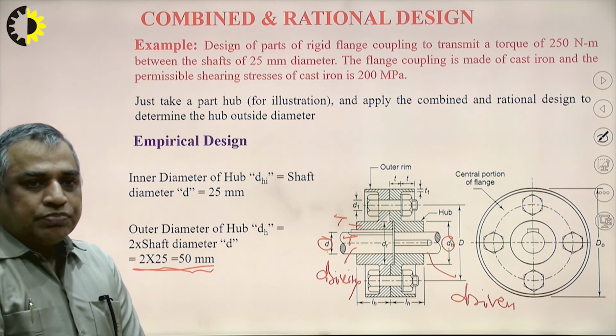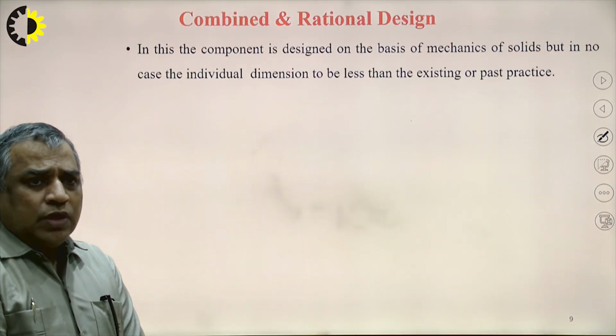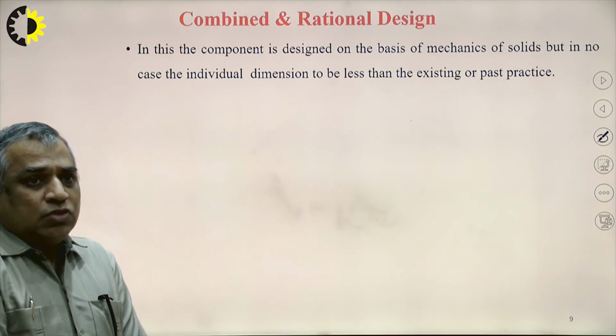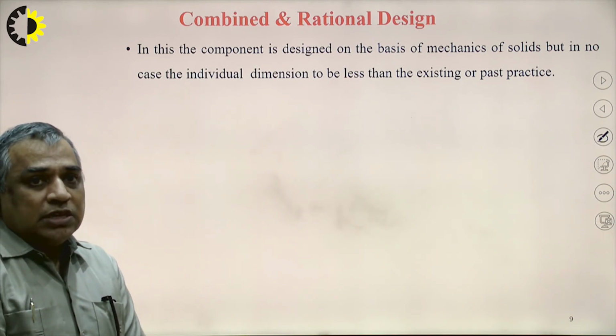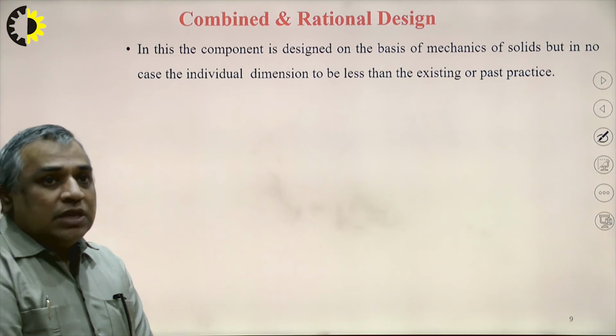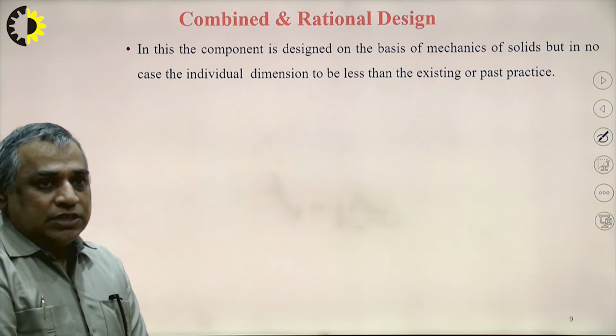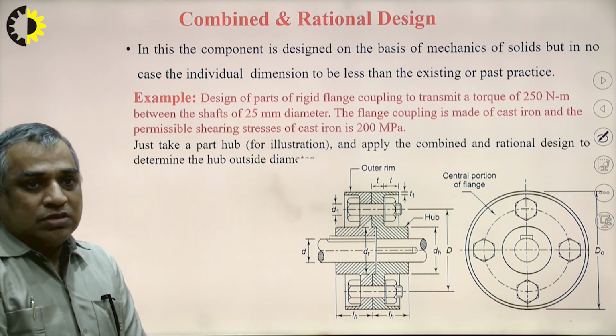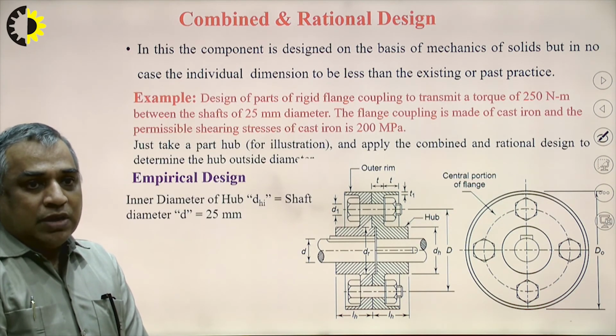And now based on rational design, this component is designed on the basis of mechanics of solids, but in no case should the individual dimension be less than the existing or past practice. It is the definition of the combined and rational design. So here we will use this same empirical design we have done.